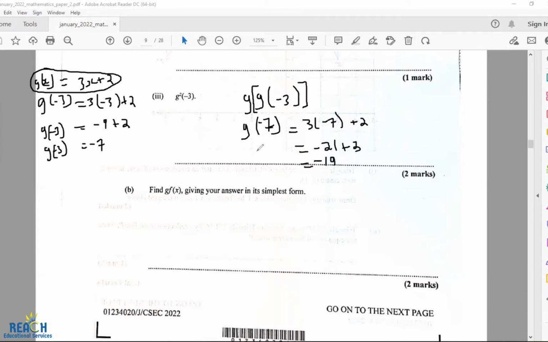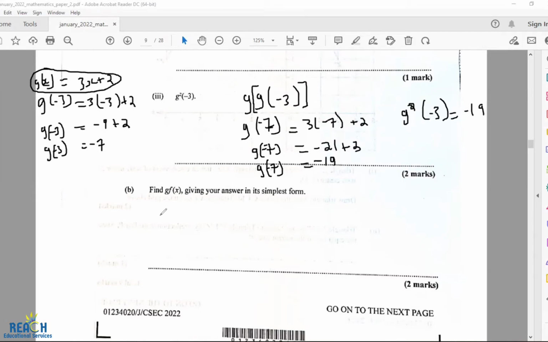So the entire function, g squared of -3, is equal to, you guessed it right, -19. So let me just write this over here, and that's equal to -19. So you get 2 marks for doing that so far. So far we have 4 marks.